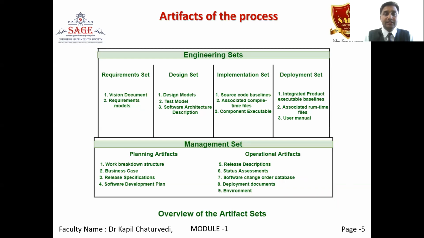So in the engineering sets, we have four sets: the requirement set, design set, implementation set, and deployment set, similar to our SDLC steps. In the requirement set, we prepare the vision document and requirement models. So in the requirement set, basically we focus on our objective. This is our vision: what we have to do, what our objective is for implementing that project. And the requirement model means we gather the requirements, what the motive is to implement that particular kind of software.